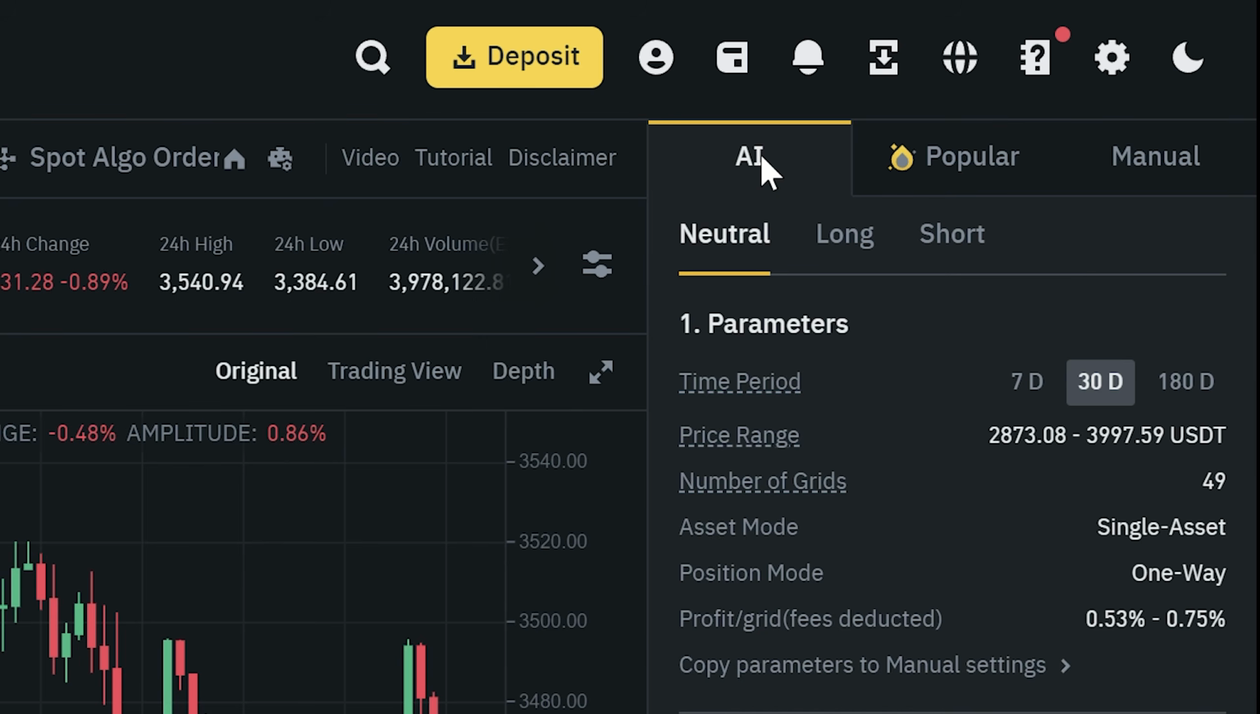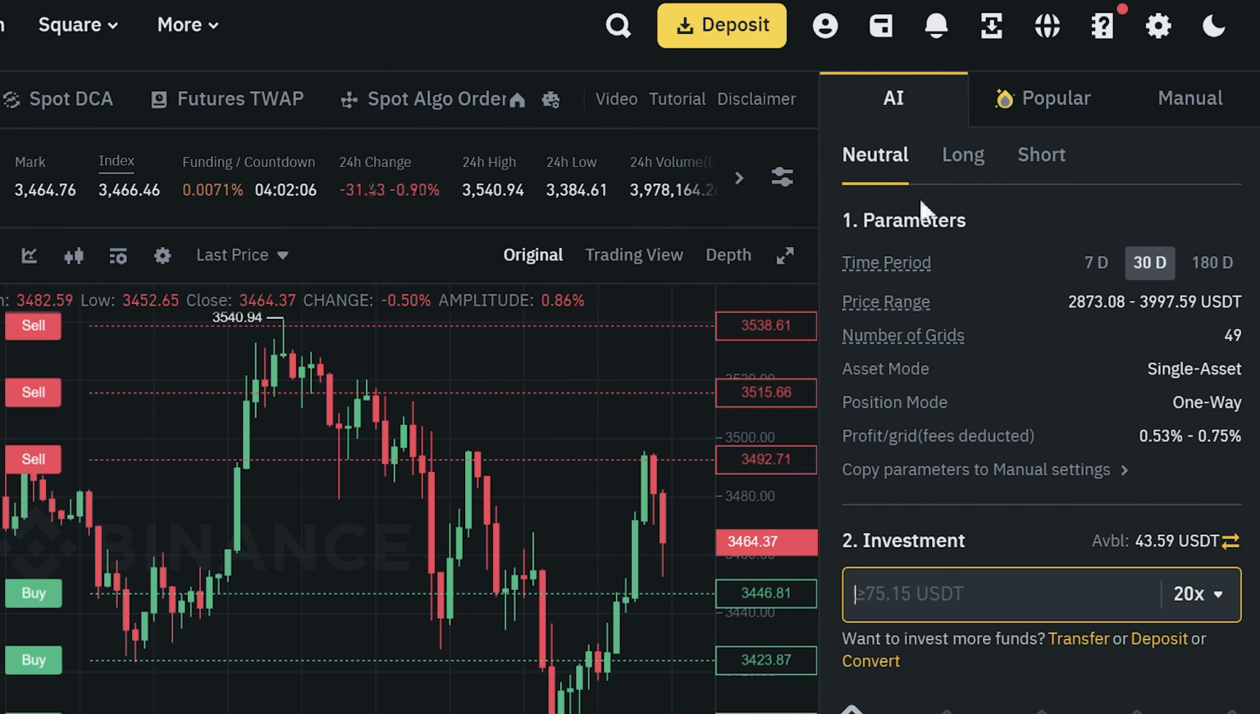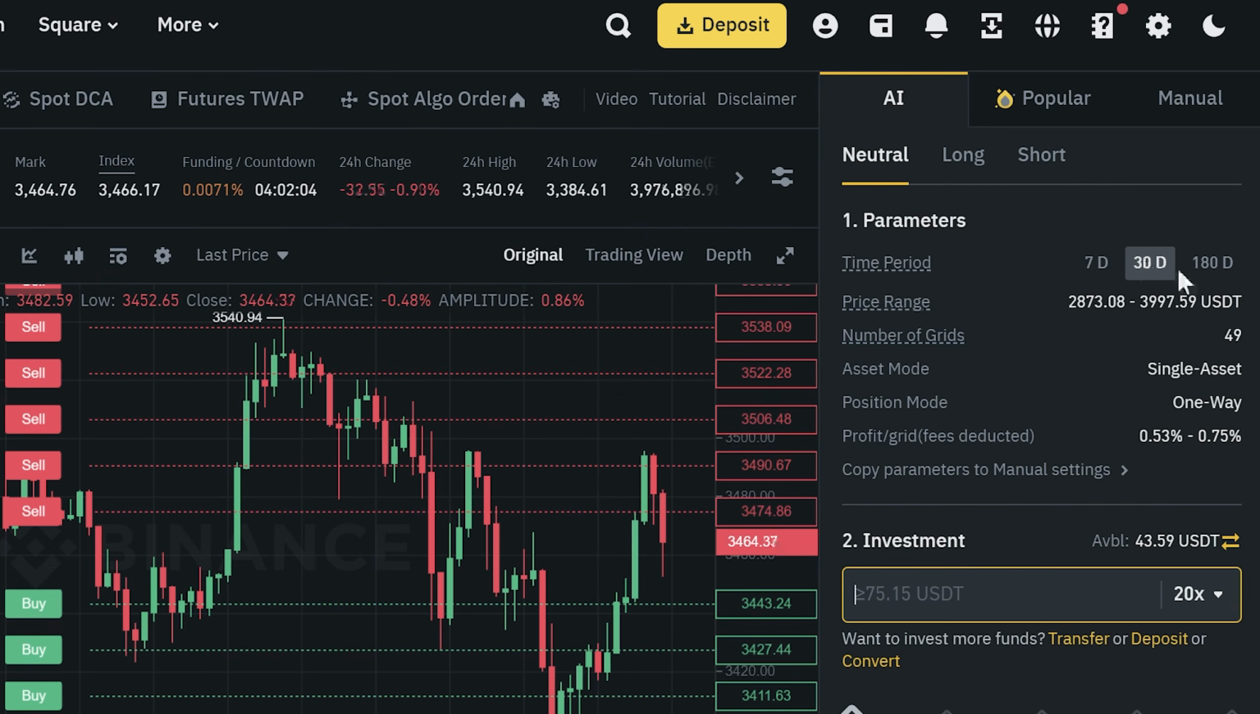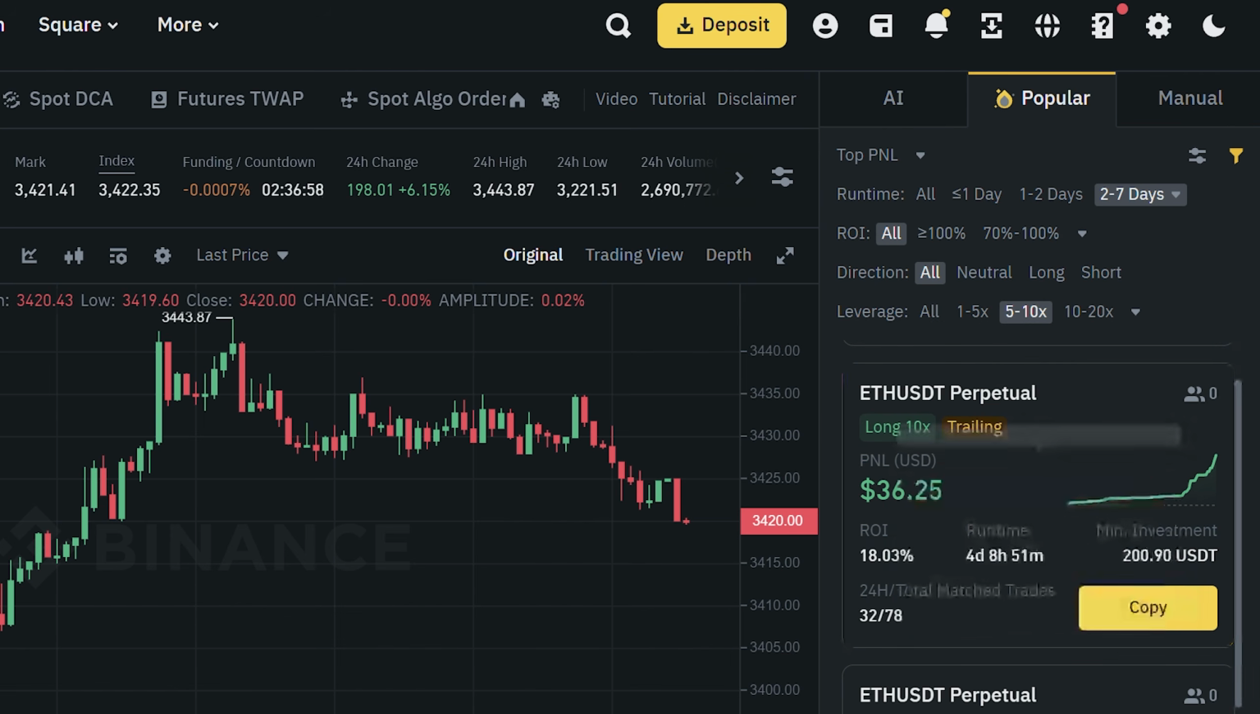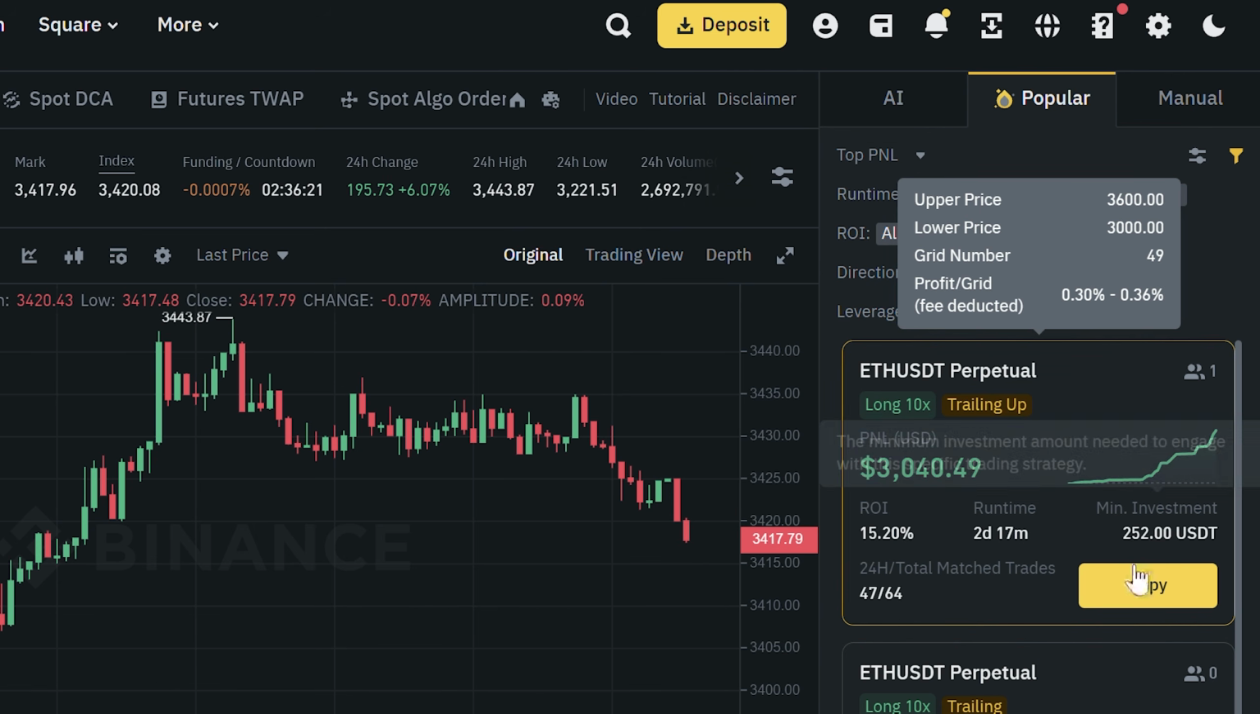Okay, you can make an AI bot. It's the same grid bot, but the grid prices and the number of grids are defined by some AI, or it just depends on the last behavior. The next video is about this one. And also you can find some popular strategies and see the current profit and loss. I choose some, and then I can customize this bot.